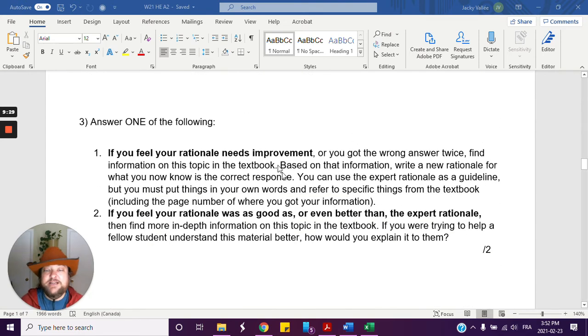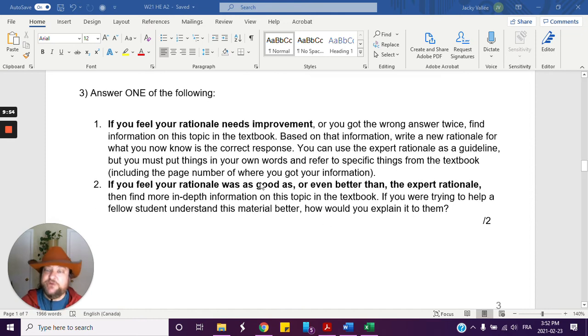And then here, again, depending on if you're working with stuff that you struggled with and you think your rationale needs improvement, or you got the wrong answer twice and you're having a hard time with it, go back through the textbook, the notes, the slides, whatever you find useful, and produce a new rationale. Like I said the first time, you can use the expert rationale as a guideline, but you need to put things in your own words and refer to things from the textbook. And a lot of you forgot here, I'll highlight this in yellow actually, to put the page number where you got the information, okay?